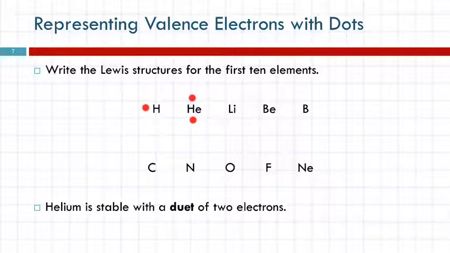How about lithium? 3. Wait a minute. Valence electrons. Lithium has 1. Yeah, that's number of electrons. So lithium has 1 valence electron. Beryllium has 2 valence electrons. Boron has 3.